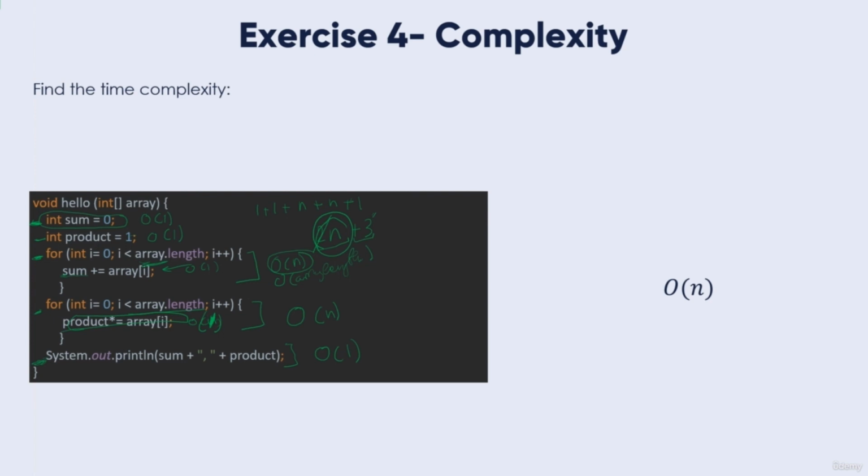So this example, this array, this method and this algorithm will behave in time complexity O of n, depending on the array length, which is.